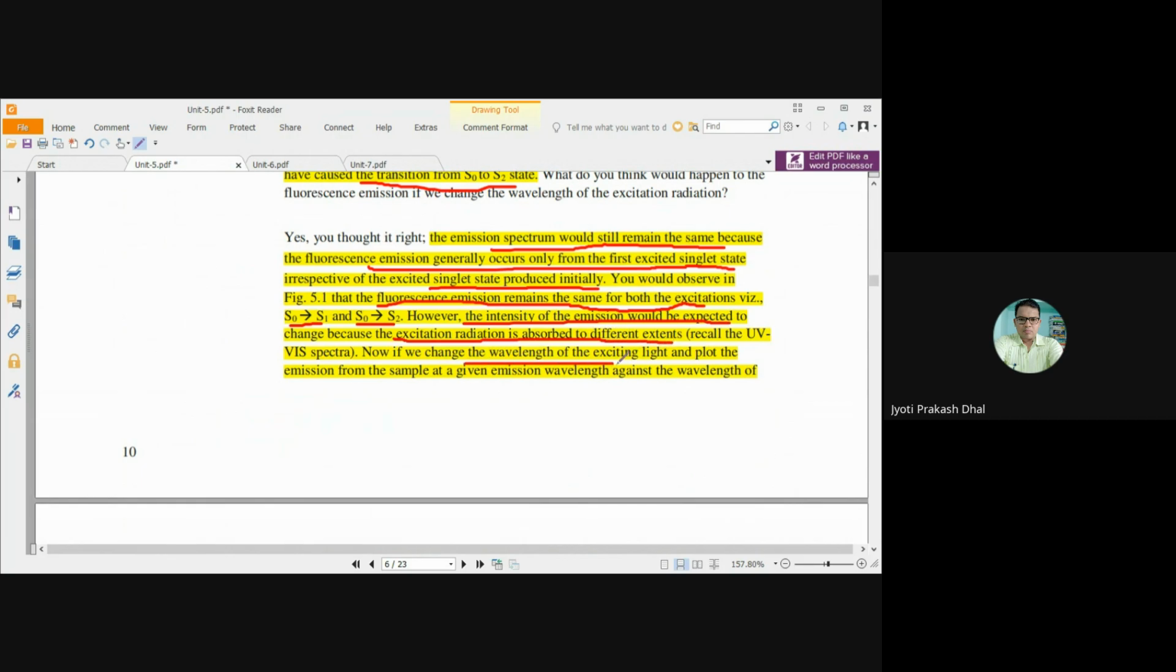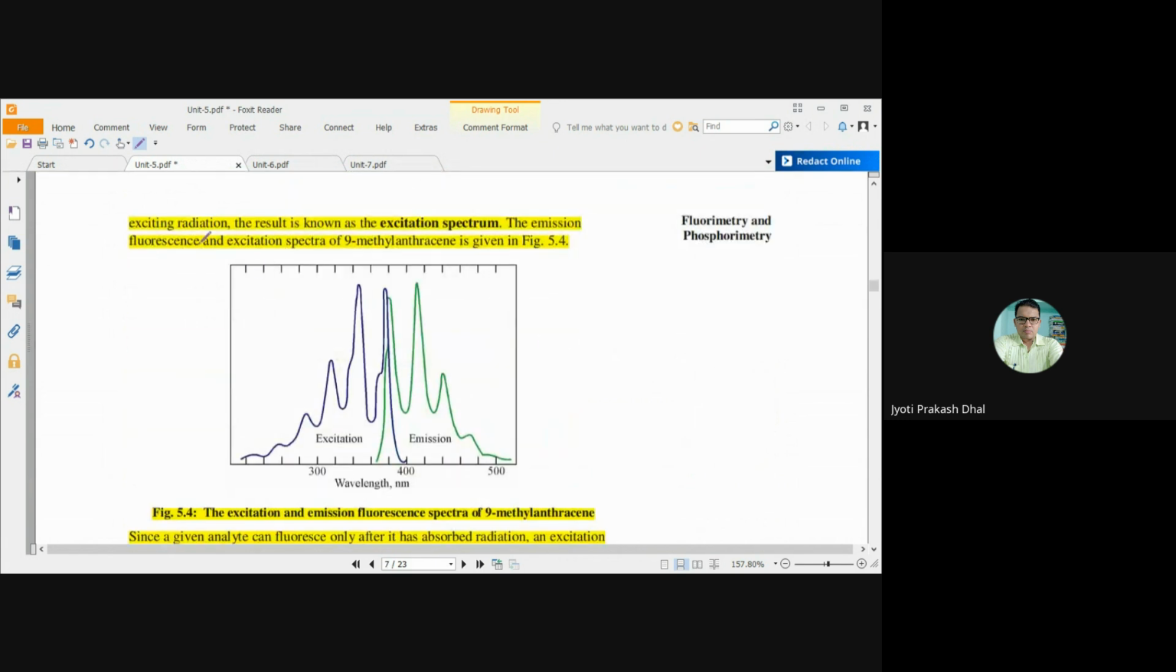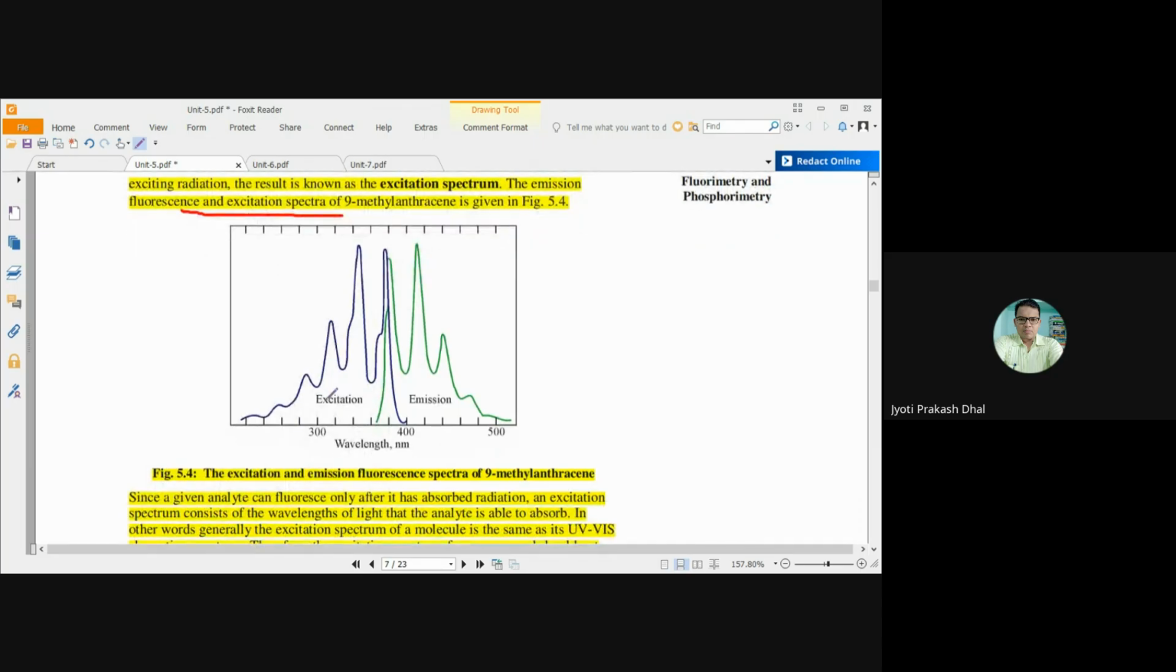Now, if we change the wavelength of the excitation light, a plot of the emission of the sample at a given emission wavelength against the wavelength of the excitation radiation gives the excitation spectrum. The fluorescence emission and excitation spectra of 9-methyl anthracene are given.